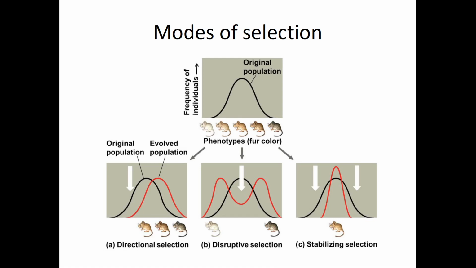All right, so directional, this is where we see a shift in the mean of the population. Disruptive is where we see a bifurcation, where we're favoring two particular phenotypes, typically possibly two extremes, like we saw with the salmon. And stabilizing is where we see selective pressure on both sides, narrowing down on a particular value, basically reinforcing the current population mean.